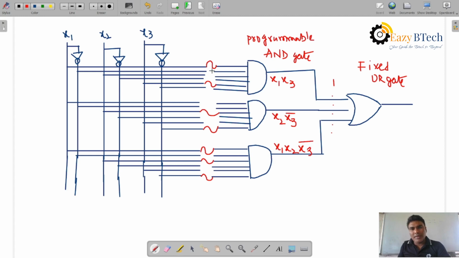The fuses are connected to this AND gate. So as inputs are increased, the fuses are increased. These are the inputs, and the AND gates, fuse connections and external OR gate. Each OR gate can be taken, so 2 to 50 inputs may be taken.